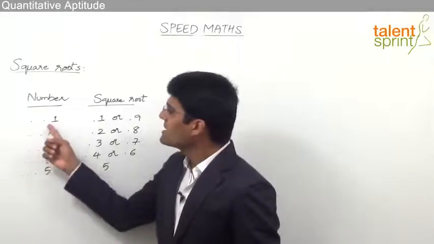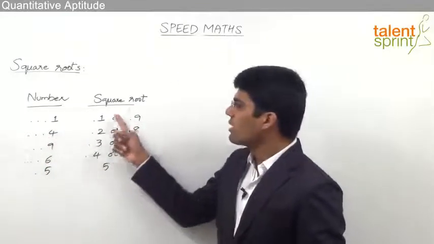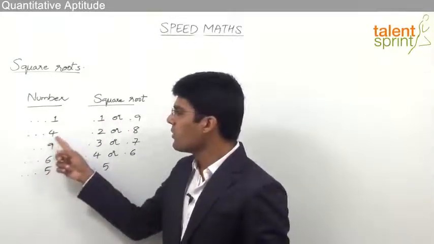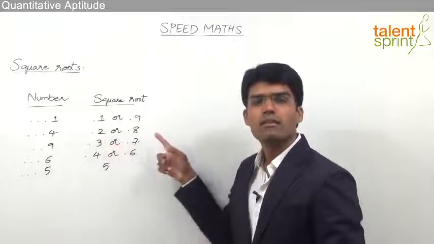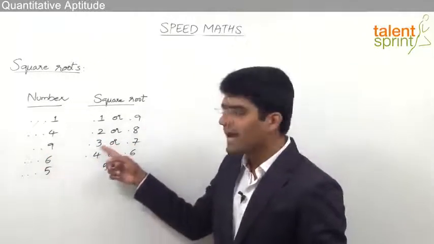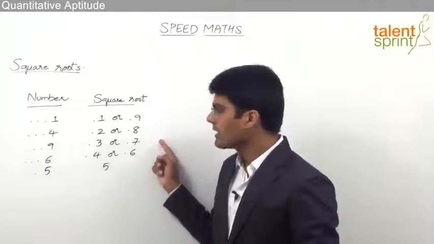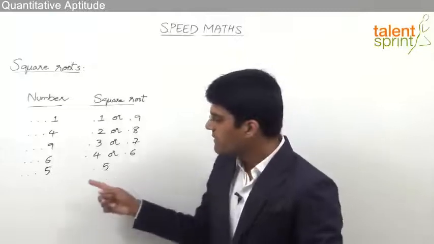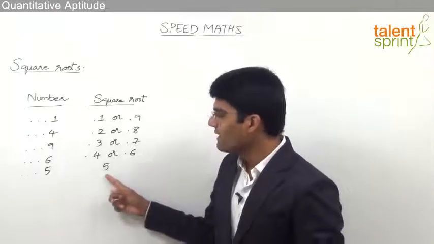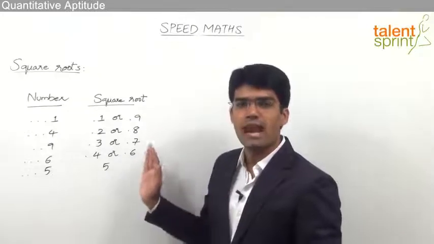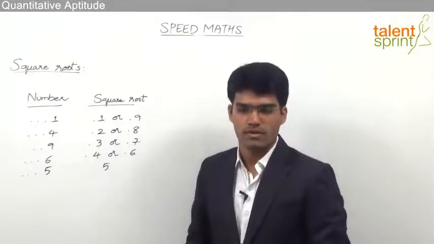Whenever a number ends with 1, its square root always ends with 1 or 9. Whenever a number ends with 4, the square root ends with 2 or 8. Similarly, if a number ends with 9, its square root ends with either 3 or 7. When a number ends with 6, the square root ends with 4 or 6. And we very well know that when a number ends with 5, its square root also ends with 5. So this pattern should be very clearly understood and remembered to find out square roots.